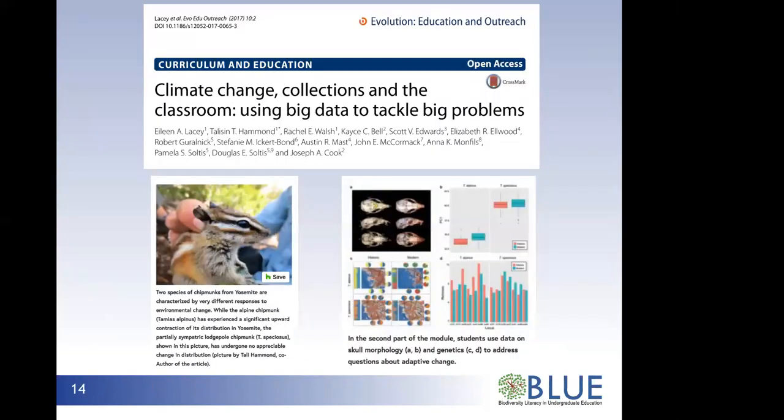Here's another one that was published by Eileen Lacey, and this was a product of the AIM Up RCN-UBE. You'll hear me talk about that in a minute. This uses data from the Grinnell study in Yosemite and looks at 2 species of chipmunks and how their distribution has changed relative to changing climate variables. And this is a module that's actually gone to publication, but it looks at some really interesting stuff. People really like chipmunks, and it's really neat to have it working with the Grinnell study.